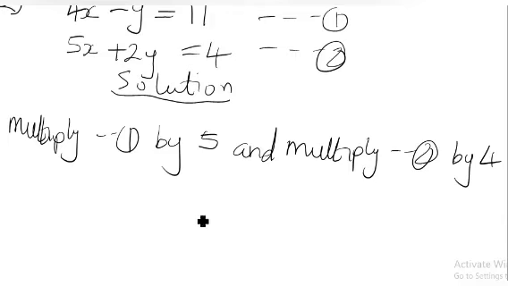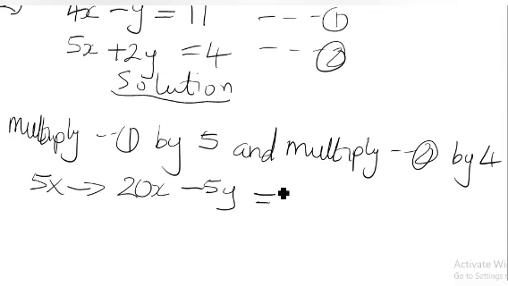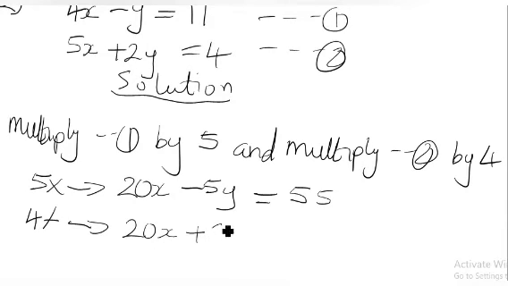So when I do that, if I multiply by 5, 5 times 4 is 20x. 5 times minus y is minus 5y, equal 5 times 11 is 55. And then I multiply by 4. I'll have 4 times 5 is 20x. 4 times 2 is plus 8y, and 4 times 4 is 16.